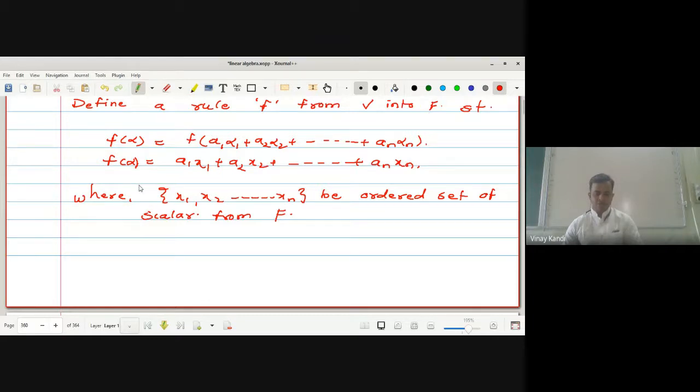Now here we define a rule. Now we have to prove that this function, this mapping, is a well-defined mapping. So in the second step, we have to prove that this small f is well defined. That means we have to check that this mapping is a function. Let us check well-definedness. What is the method to prove well-definedness?